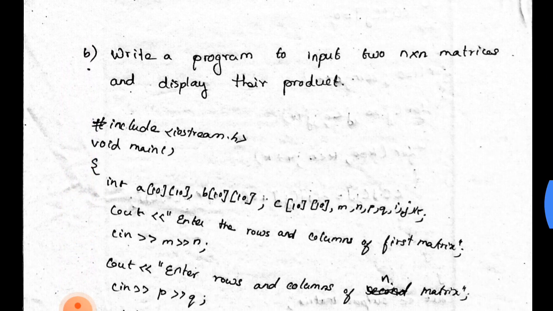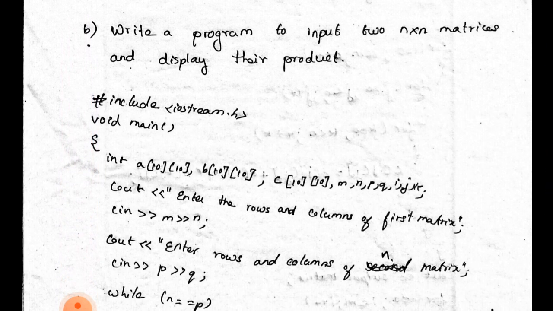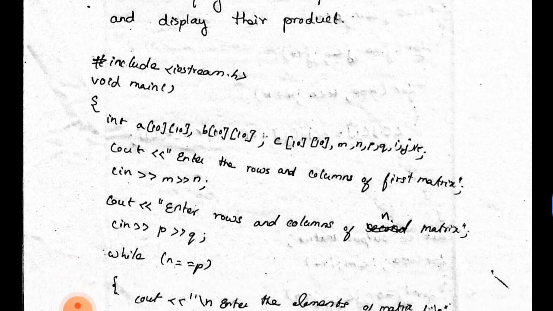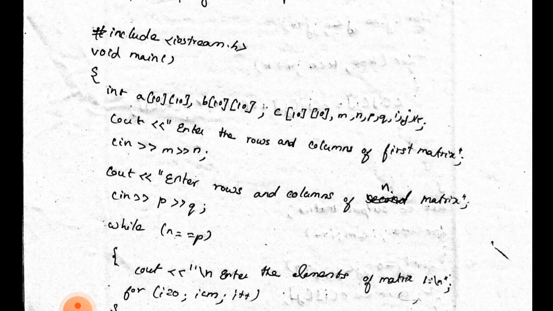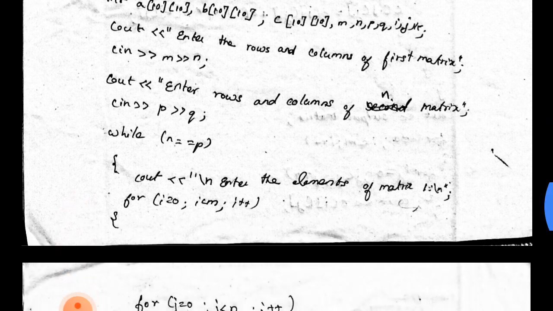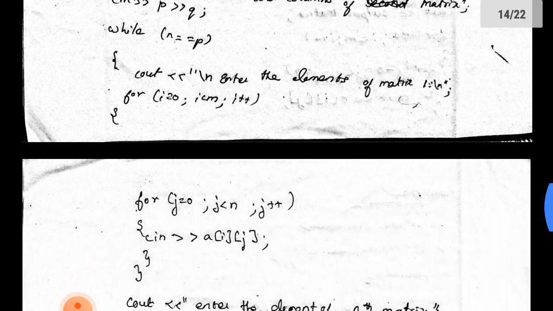Next question is write a program to input n cross n matrix and display their product. Here the main function, in the main function we declare the matrices in array format, int a of 10, 10, b of 10, 10. In this way we are declaring, then enter the row and column of the first matrix, then nth matrix where n equal to p means it displays the matrix element.